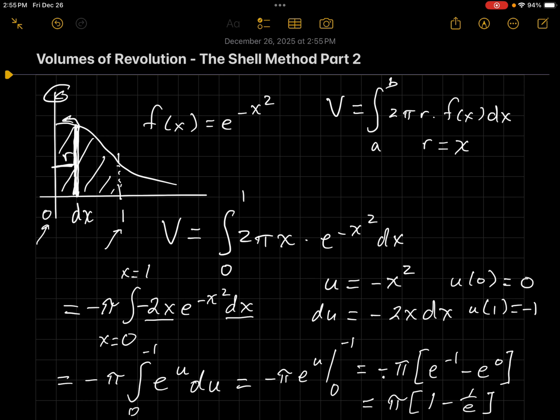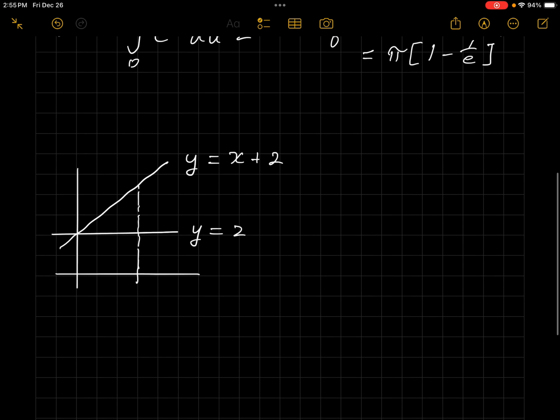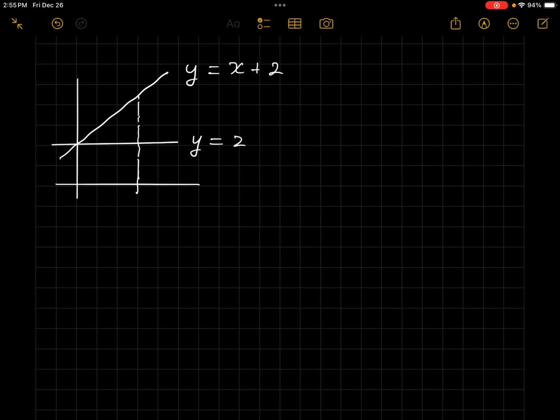So let's take a look at another example, but we will change it up a bit here. The region we have in question is going to be bounded above by y equals x plus 2, below by y equals 2, and on the right by x equals 3. And we want to revolve this one about the x-axis. And we're going to use cylindrical shells. Now, there might be other ways to do it, but I want to do this example using cylindrical shells.